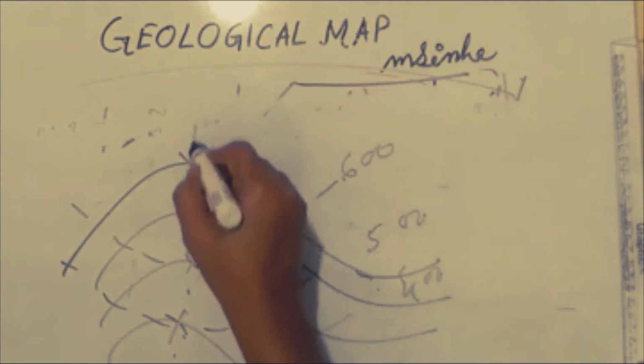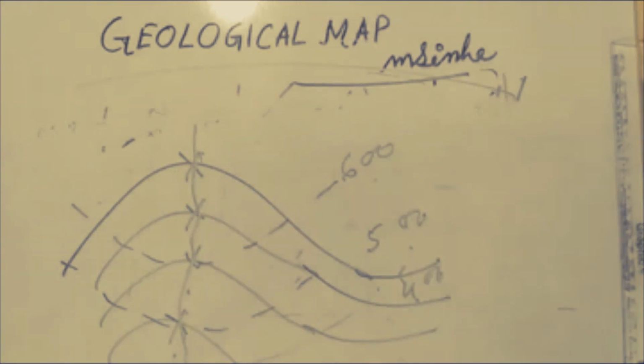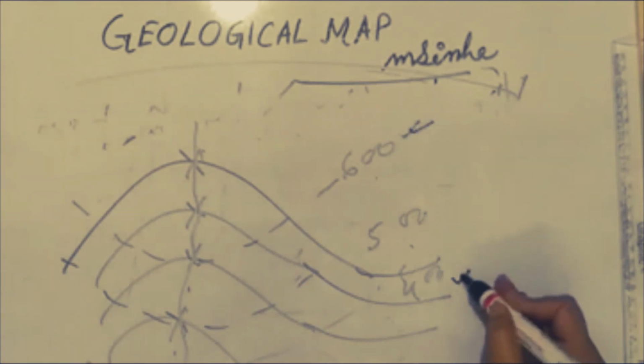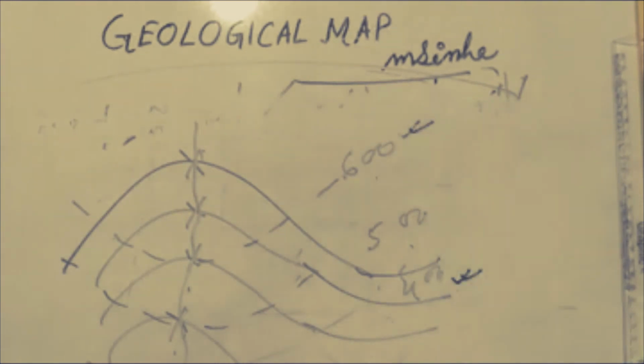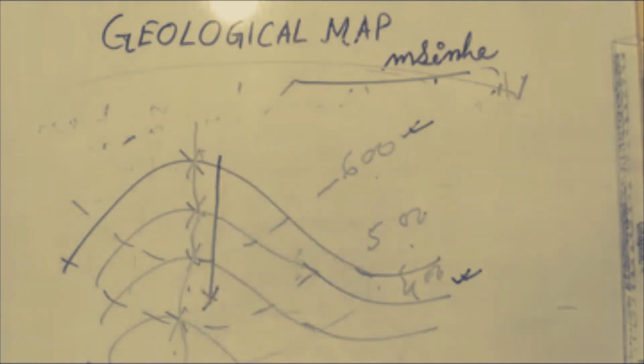Just connect those points and observe the contour value minutely. This is 600 feet. Suppose this is 400 feet. If you pour water, water will move in this direction. So you can get the information about the surface runoff too. Suppose this is a very easy and simple geological map. So observe the value.